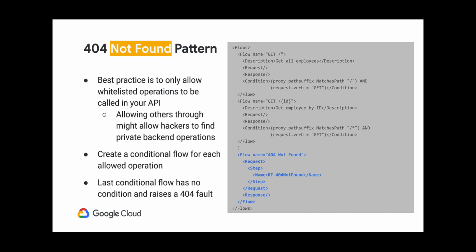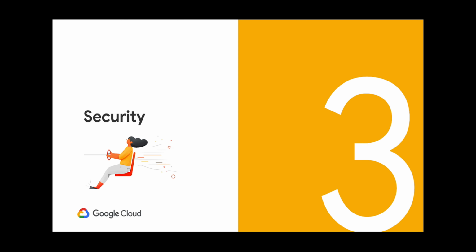So what about the 404 not found pattern? This is the best practice for handling unexpected requests. The idea here is to only whitelist operations to be called in your API. You can create a conditional flow for each allowed operation. The last conditional flow should have no condition and simply raises a 404 fault. This helps prevent attackers from trying to access private backend operations by sending requests that don't conform to your defined API.